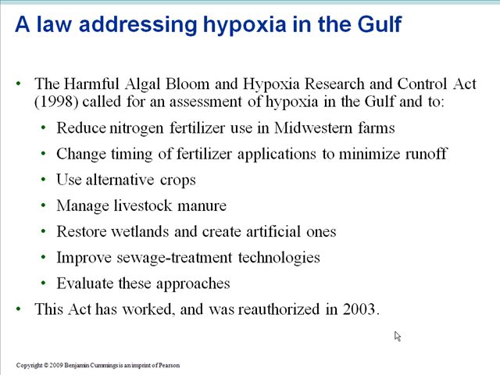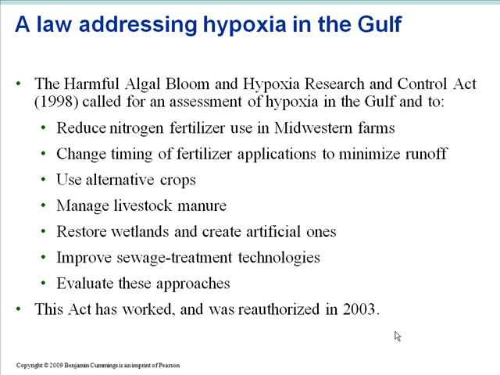Remember, those are the places where much of the nitrogen is coming from. We need to change the timing of fertilizer applications to minimize runoff, so looking at precipitation and other factors and trying to keep that nitrogen in place rather than running off and eroding into the Mississippi River. Investigate the use of alternative crops that don't need as much nitrogen.